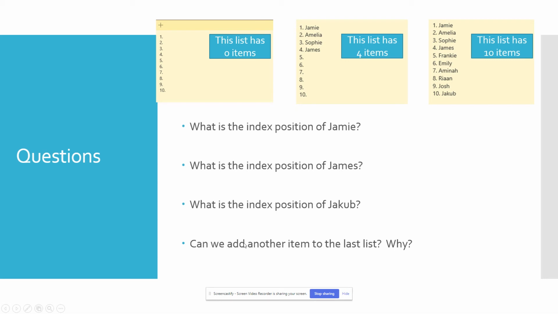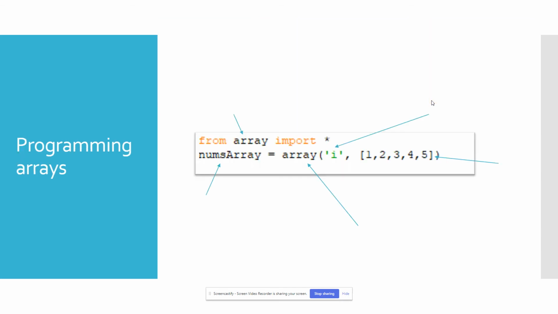Okay, and then looking, can we add another item to the last list, and why? Well, no, because remember, it is static. We cannot do anything to add it. We could only replace an item that was already there, but something has to go in order to save something else. Key points from programming.